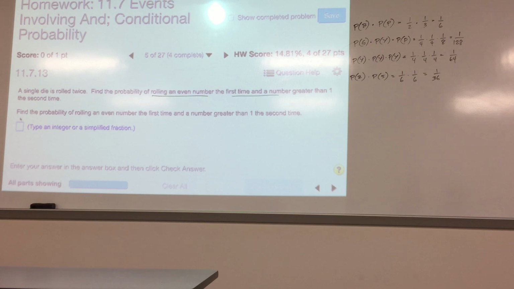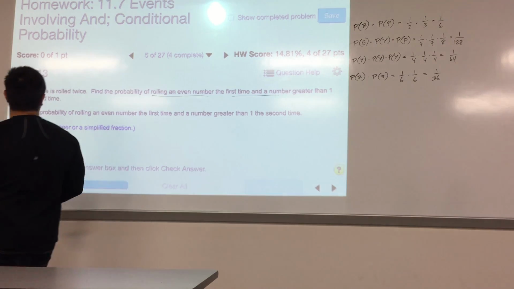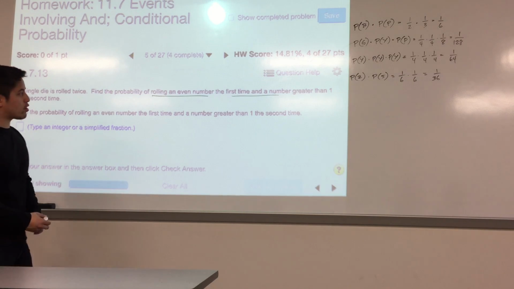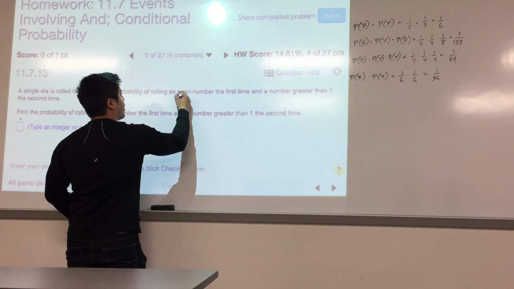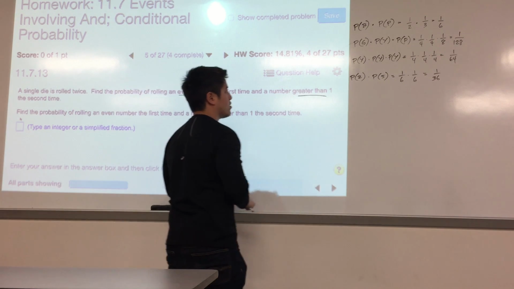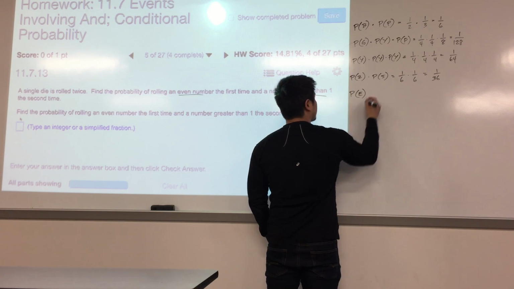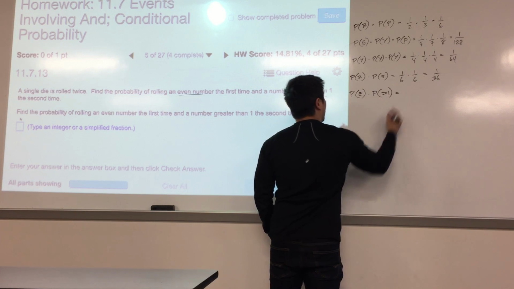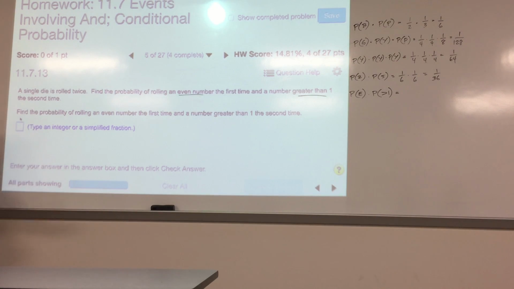Okay, let's keep going. All right, so we're going to roll this die twice again in this next problem. Find the probability of rolling an even number the first time, and then rolling a number greater than 1 the second. So our setup is the probability of rolling an even the first time, and then the probability of rolling a number greater than 1 on the second. We're only rolling it twice. We could roll it multiple times, more than just 2, but this one just happens to be twice.